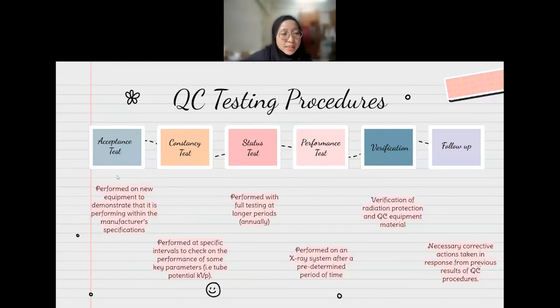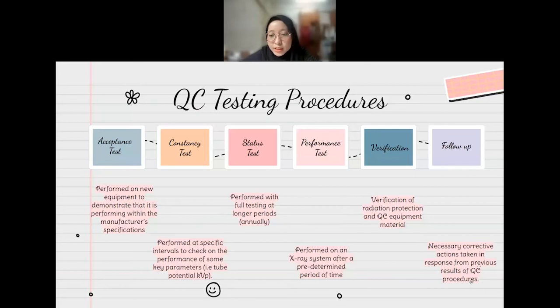First one is the acceptance test. It is performed on new equipment to demonstrate that it is performing within the manufacturer's specification. And then we move on to the consistency test. It is performed at specific interval to check on the performance of some key parameters, for example, tube potential. And then status test, performed with full testing at longer periods, usually annually. And then performance test, performed on an X-ray system after a predetermined period of time.